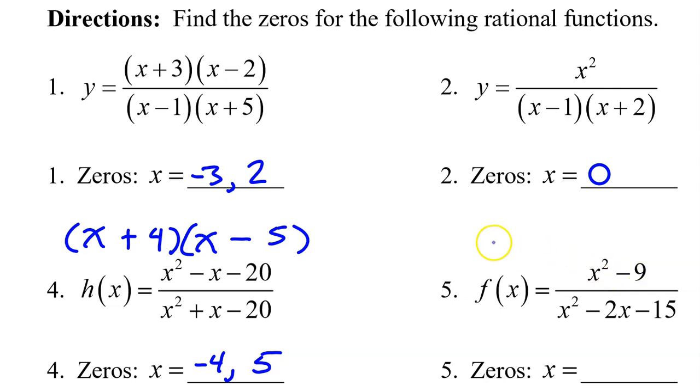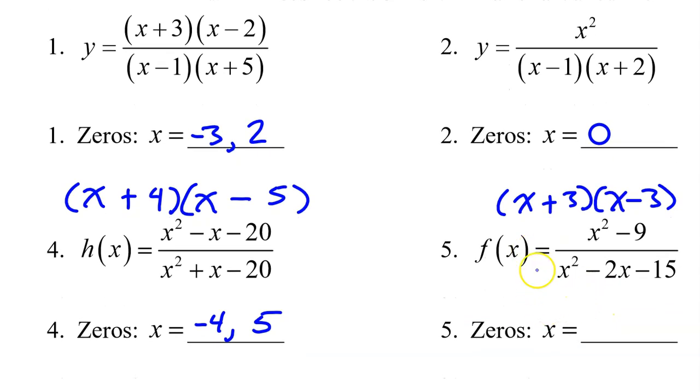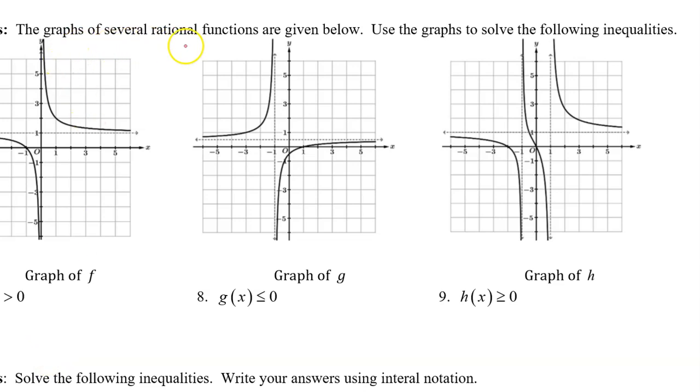Number 5 is also factorable. This is the difference of two squares, which factors as x plus 3 times x minus 3. So the zeros for number 5 are x equals -3 from the first factor and +3 from the second factor. The graphs of several rational functions are given below. Use the graphs to solve the following inequalities.